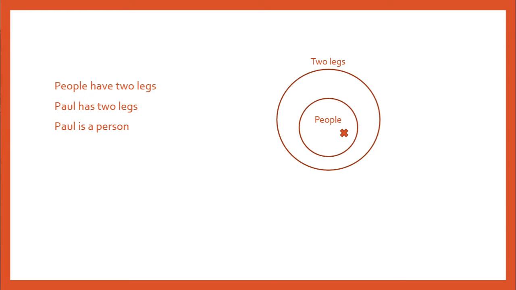Now, Paul is a person. For this to be true, the X representing Paul needs to be inside the circle labeled people, indicating that Paul is a person. Next, we need to consider if it's possible for the X representing Paul to be inside the two-leg circle and outside the people circle, which actually is possible. So that makes this syllogism invalid.